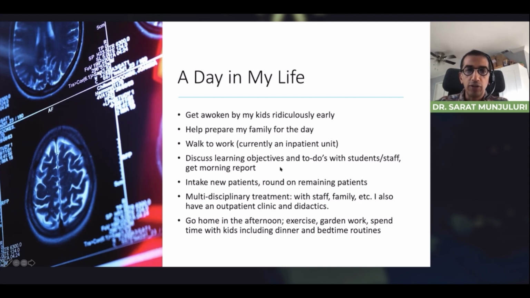I get to work and we discuss the learning objectives and to-dos with staff and students. We get the morning report. We intake new patients and round on remaining patients. And the real core of it is these treatments, which I'll get into a little bit more. A couple of days a week, because I'm still in training, one of the days I have an outpatient clinic, and the other one I have didactics in the afternoon.